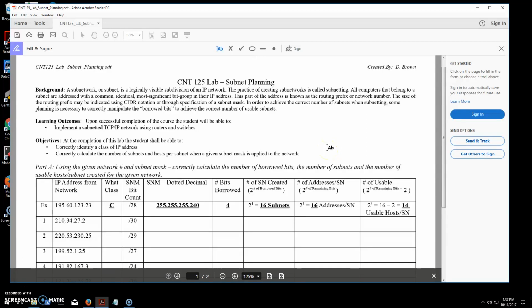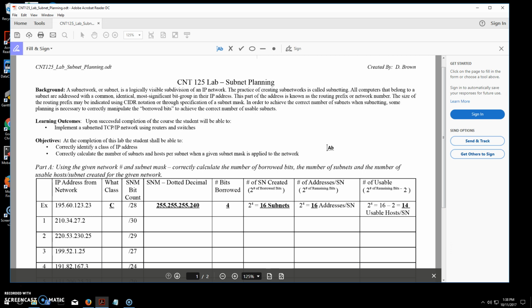Hi, it's CNT125. We are now working on our subnetting labs. The subnetting labs we're going to do in three parts. This first one we're going to do subnet planning. The second one we're going to do some subnetting problems where we get the actual IP addresses we're going to use. And then the third one we're going to do where we actually take those usable IPs and apply them to our routers and switches in a network.